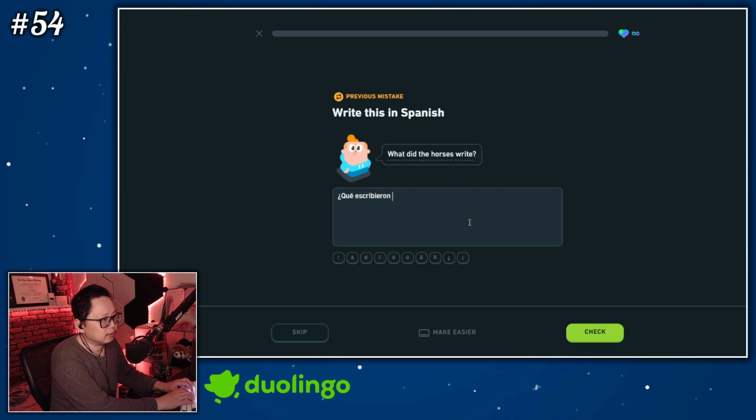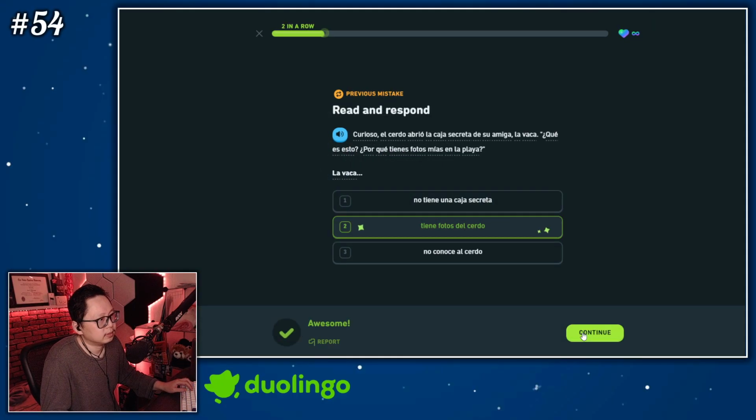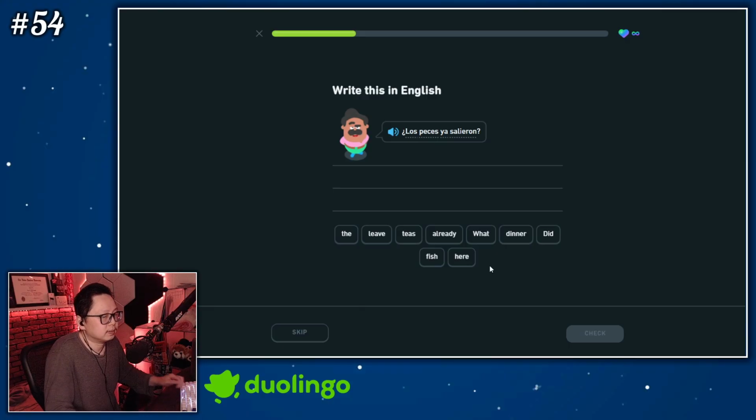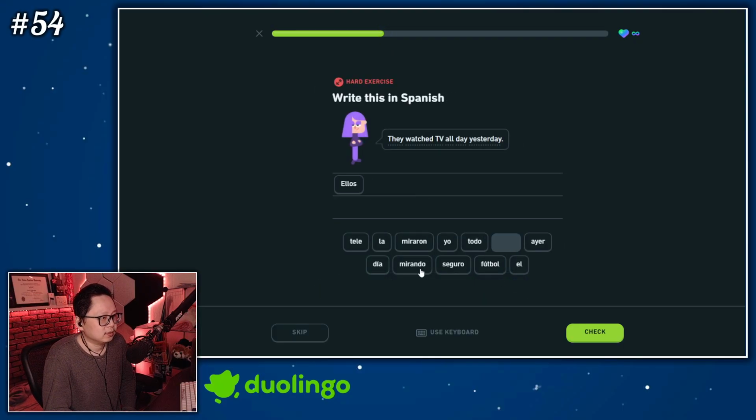¿Qué escribieron los caballos? Curioso, el cerdo abrió la caja secreta de su amiga. El gato comió pescado en el almuerzo. ¿Los peces ya salieron? Ellos miraron la tele todo el día ayer.